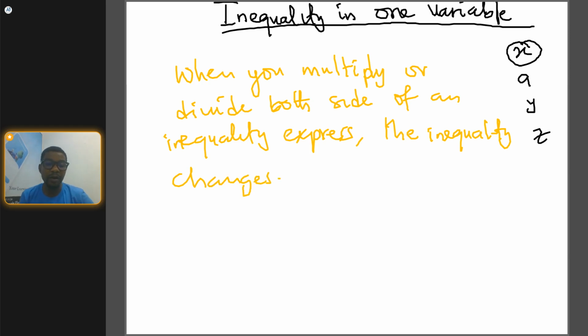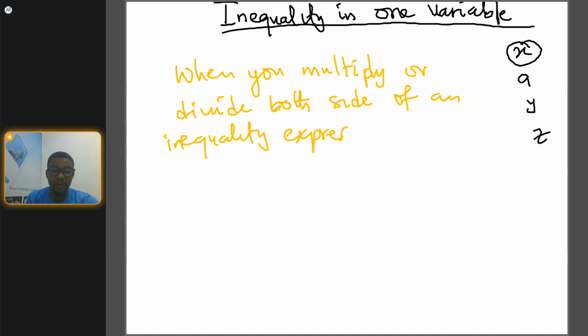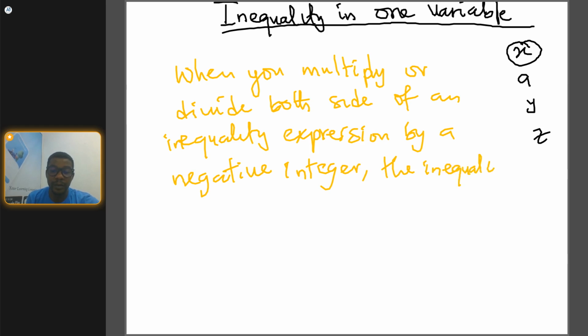When we multiply or divide both sides of an inequality expression by a negative integer, the inequality sign changes. All right. So when you multiply or divide both sides of an inequality expression by a negative integer, the inequality sign changes. And this is just an illustration.